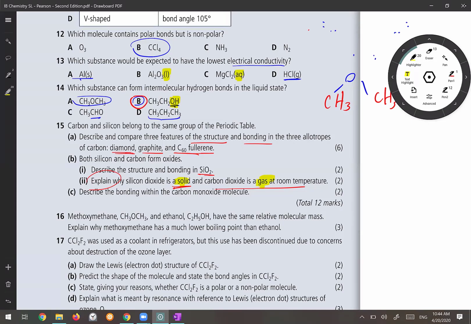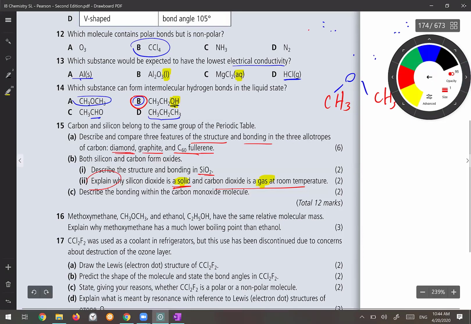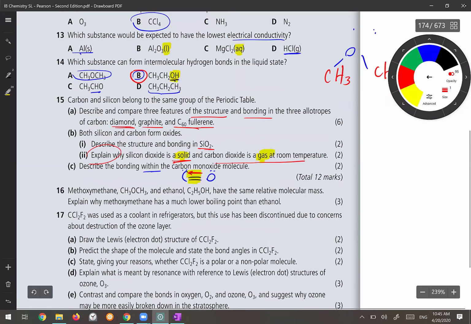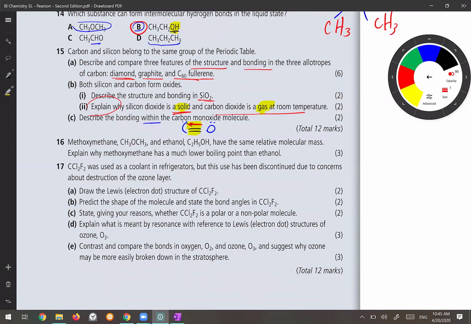Part C says describe the bonding within the carbon monoxide molecule. Okay, within means the bonds inside the molecule. You must say that they share 2 electrons. The oxygen shares 1 pair of electrons from one side with the carbon, so you have a coordinate bond. I must explain this one. Most of question 15 was available in the text directly, so we don't stay on that one.